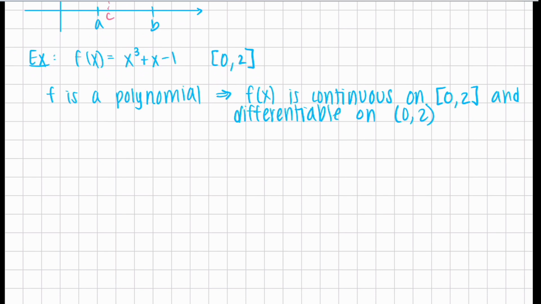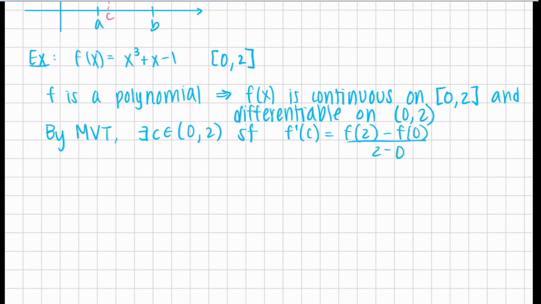So just because of those two things, I can say, therefore, by the mean value theorem, there exists a c on the open interval such that the derivative of the function at c is equal to, and I'm going to put my numbers in there, the slope of the secant line. Once we have all of that written out, let's actually find that value c.